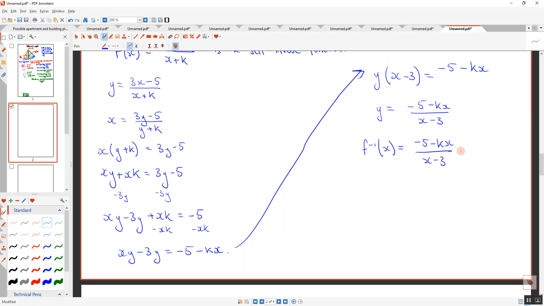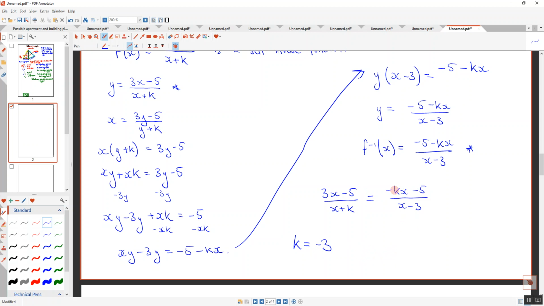Okay, now, if this is a self-inverse, then this has to be the same as this. So I've got 3x minus 5 over x plus k, that's my original function, has to be the same as, now I'm going to put it in the same order, minus kx minus 5 on the top, and then x minus 3. So what is the only value that k can take in order for these two things to be the same? Has to be minus 3, yes.